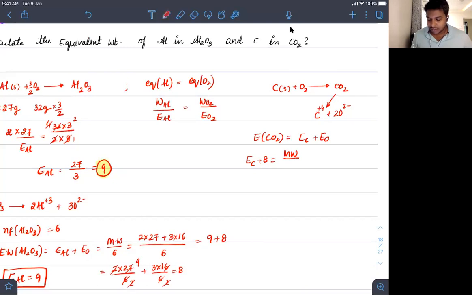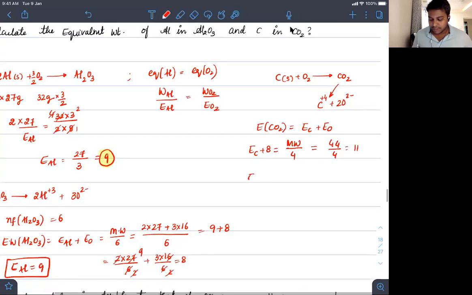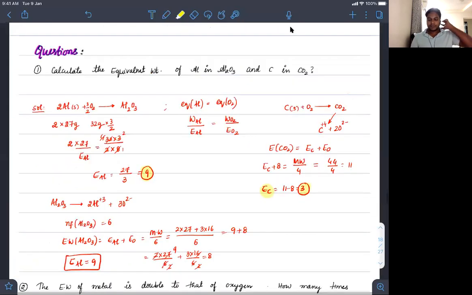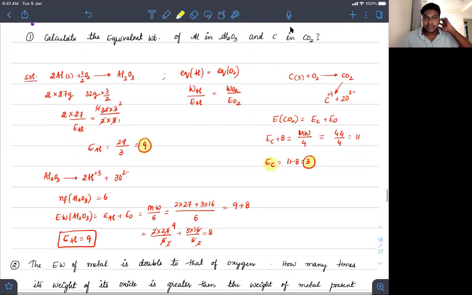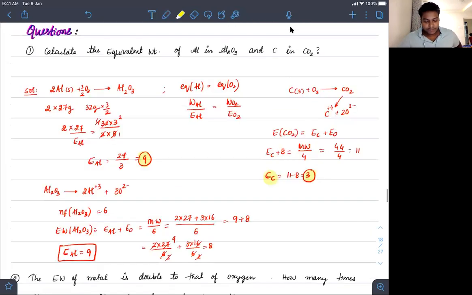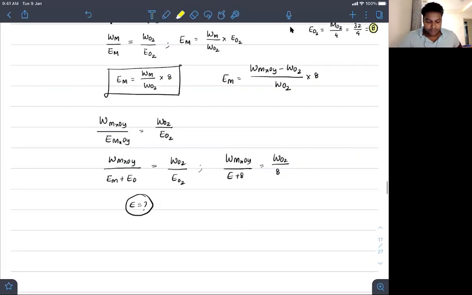4. So I can take it as 4. So it is 44 divided by 4, which is 11. So what is the equivalent weight of carbon in this case? 11 minus 8, which is 3. So this is the equivalent weight of carbon in this particular case. Have you understood that? Okay. Use this fundamental. I would suggest make a note of this.